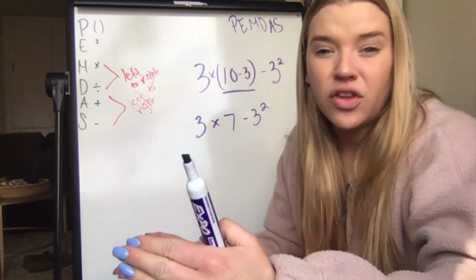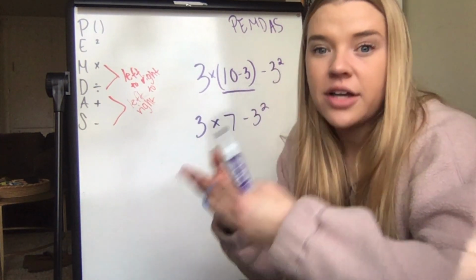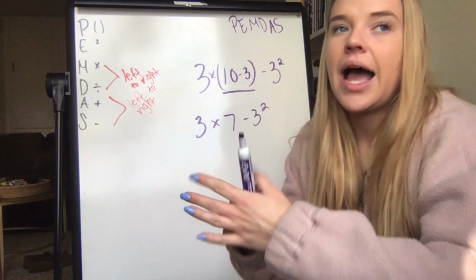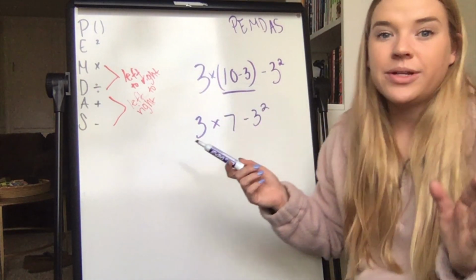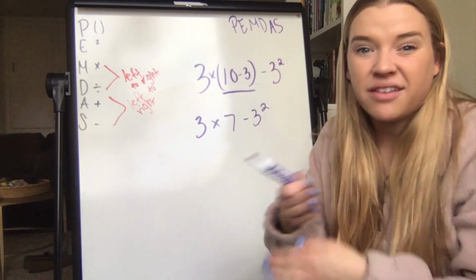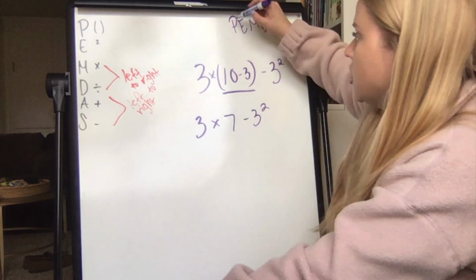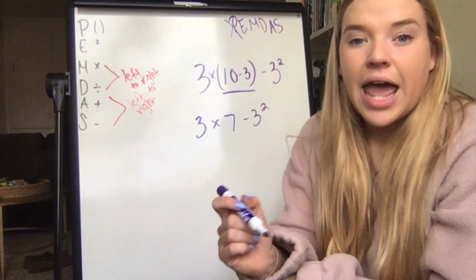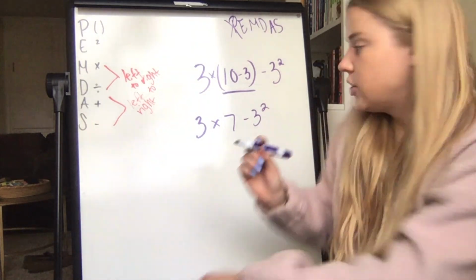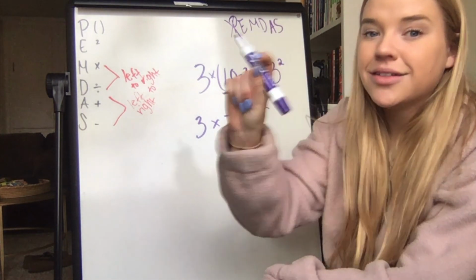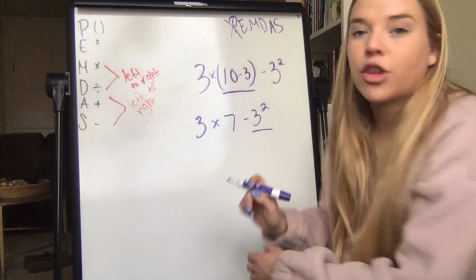And since I solved everything that was in there, I don't need those parentheses anymore. I have one number left. I've gotten rid of my parentheses because I've solved what's within. So I'm done with my parentheses. Now I have to solve my exponents. My exponents are whenever I see that little number up top, which is 3 squared.